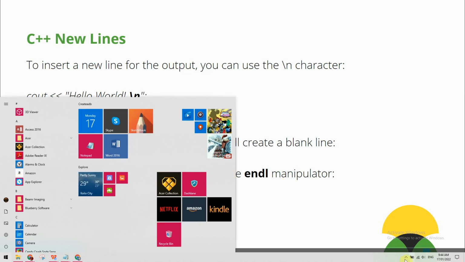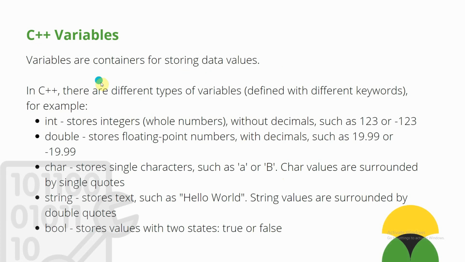So checking again, so recording. C++ variables. As we recall again, these are containers for storing data values in your program. So there are different types of variables as defined with keywords in this list. For example, int stores integers or whole numbers without decimals. So examples are these whole numbers, negative or positive.